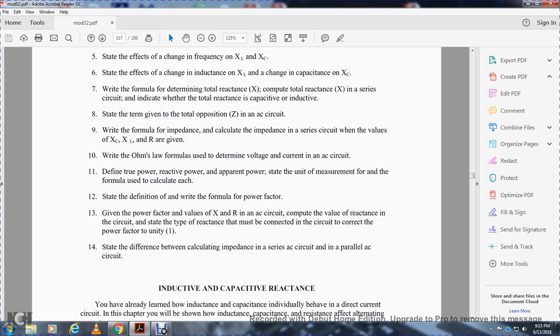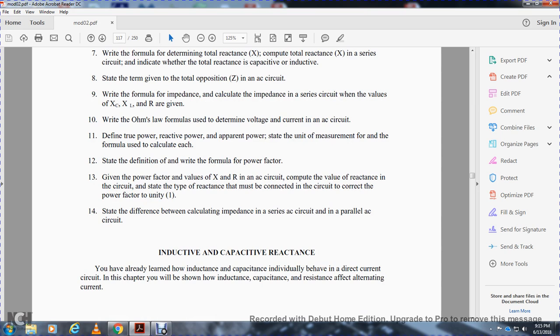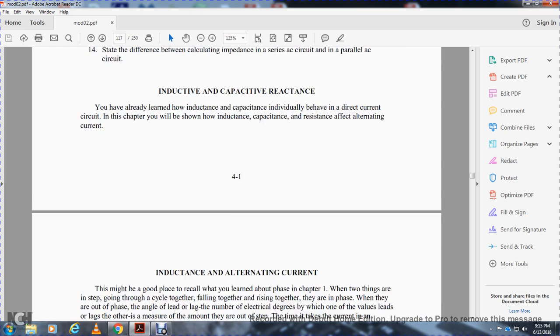State the difference between calculating the impedance of a series AC circuit and a parallel AC circuit. Inductive and capacitive resistance. You have already learned about inductance and capacitance, and how they behave individually in the direct current circuit. In this chapter, you will see how inductance, capacitance, and resistance affect alternating current.